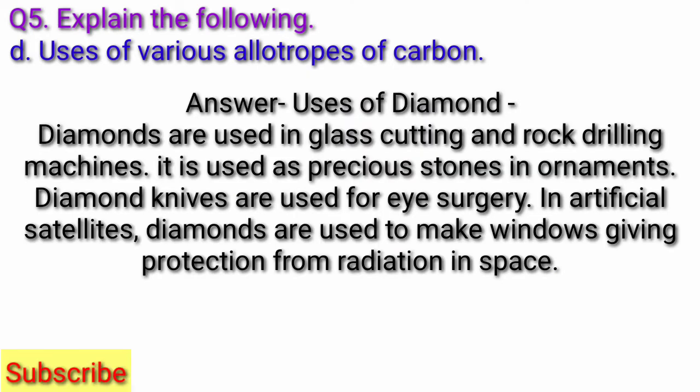Answer. Uses of diamond. Diamonds are used in glass cutting and rock drilling machines. It is used as precious stones in ornaments. Diamond knives are used for eye surgery. In artificial satellites, diamonds are used to make windows, giving protection from radiation in space.